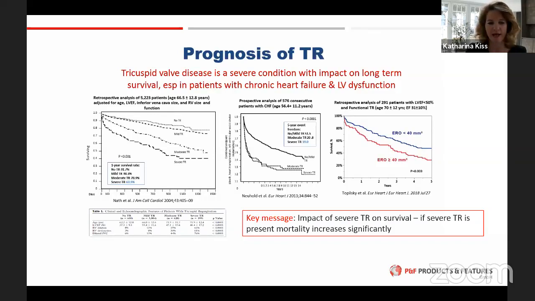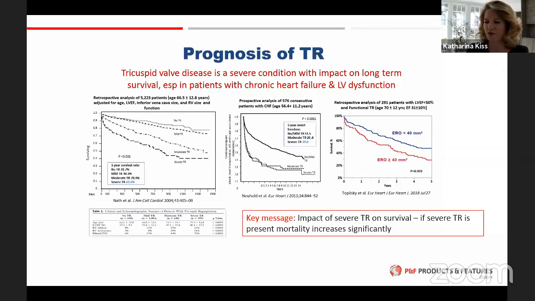And this has been shown nicely in the study from the Californian group, showing that even in the presence of moderate, but more so severe TR, survival is severely impacted. The study from Vienna in the middle shows that the combined endpoint of death, heart transplantation, left ventricular assist device is much more likely to be reached in patients with moderate and severe TR. So 5-year event freedom is severely impacted in the presence of moderate and severe TR.